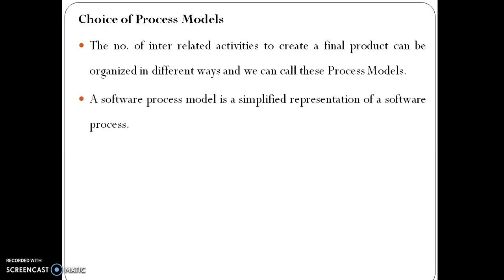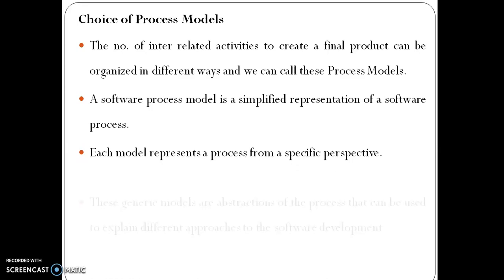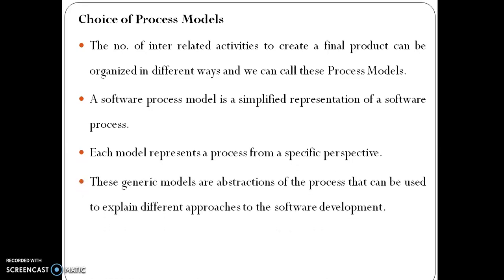A software process model is a simplified representation of a software process. Each model represents a process from a specific perspective. These generic models are abstractions of the process that can be used to explain different approaches to the software development.